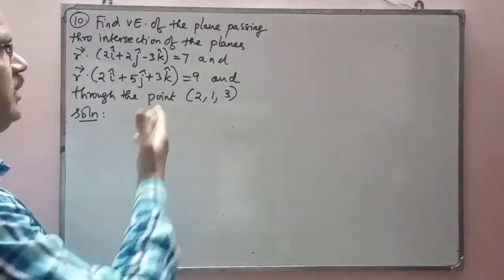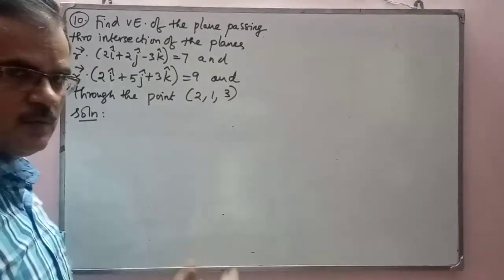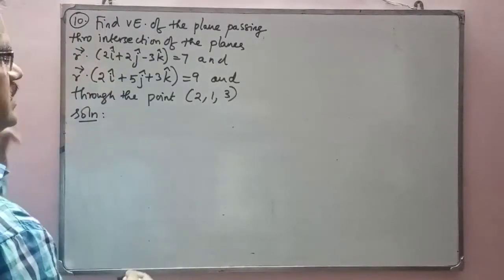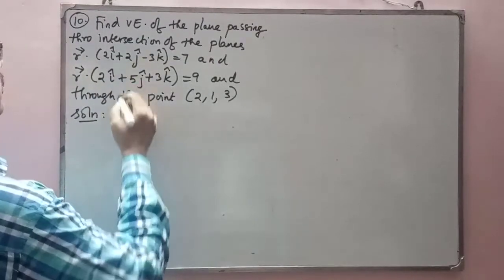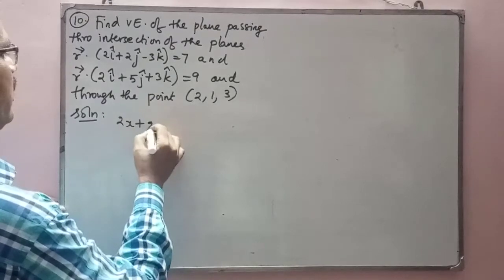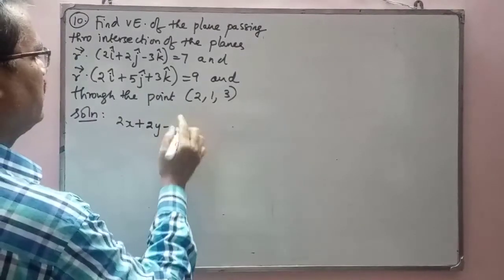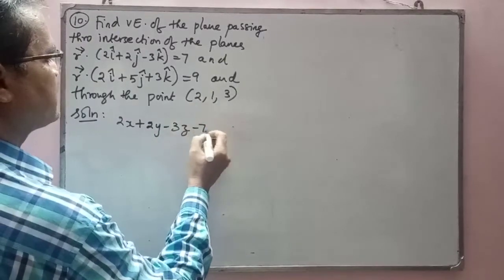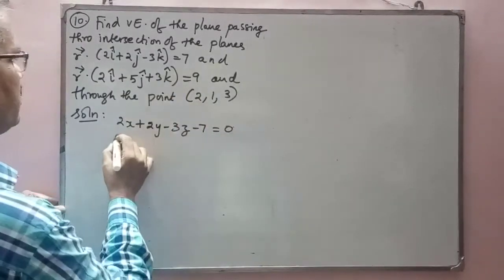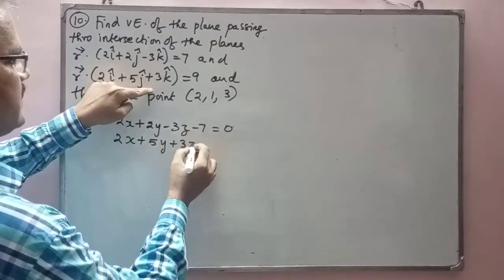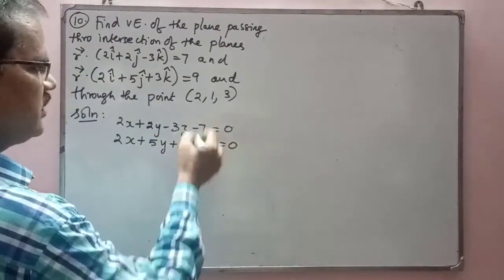This is question number 10. This is very similar to your 9th problem. Let me start it out. Before starting, we will convert this into a Cartesian equation. So you have 2x plus 2y minus 3z minus 7 equals 0. The second equation, can you try? 2x plus 5y, yes, 3z minus 9. So these are the two equations.